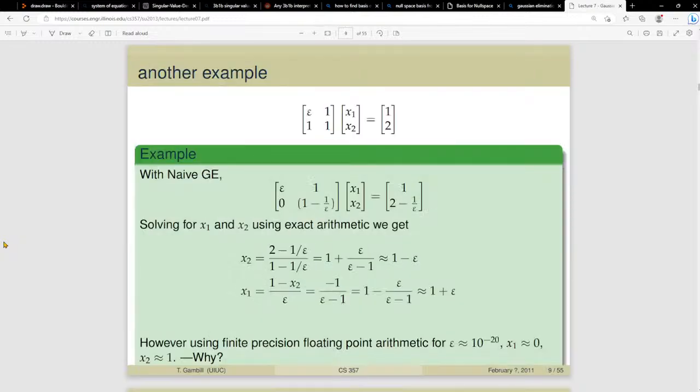Another example. With naive Gaussian elimination, we get that. Solving for x1, x2 using exact arithmetic, we get that expression and that expression. However, using finite precision floating point arithmetic with epsilon equals 10 to the minus 20, x1 equals 0, and x2 equals 1.